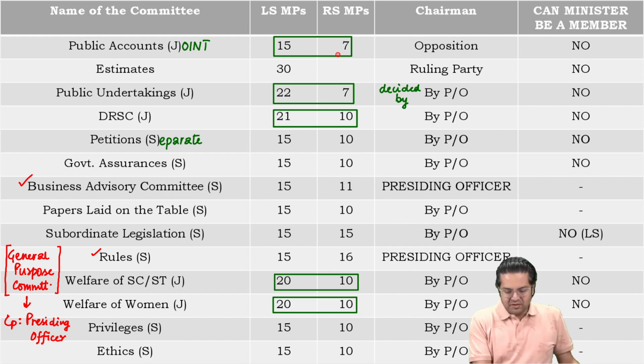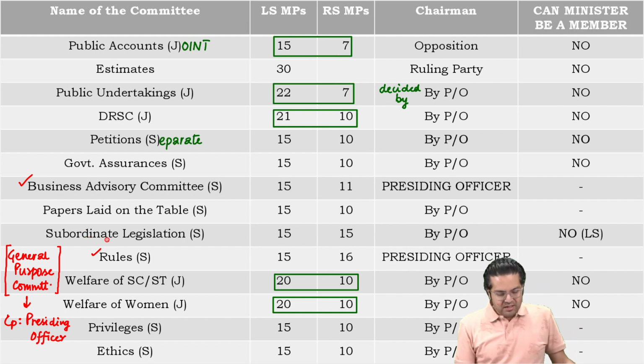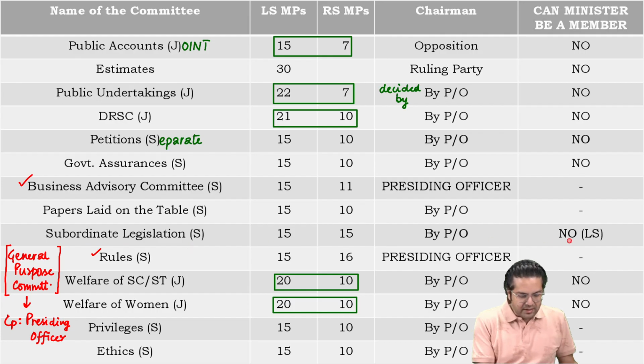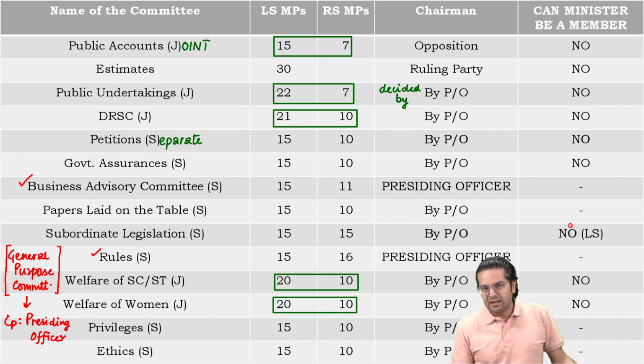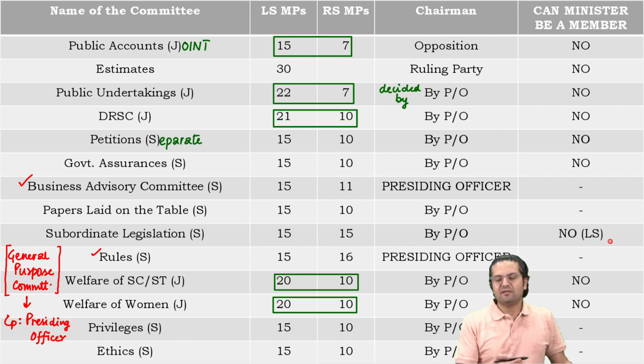Committee on Subordinate Legislation. This is a separate committee for Lok Sabha and separate for Rajya Sabha. In the Lok Sabha, a minister cannot be a member. But for Rajya Sabha, nothing is mentioned. So in Rajya Sabha, a minister can become a member. Are we clear? Yes, Krishnendu, they can have different chairmen also. Rajan, simple counting is sufficient.